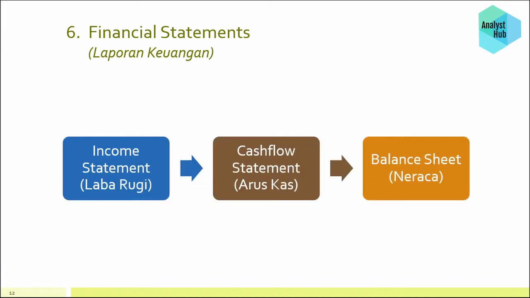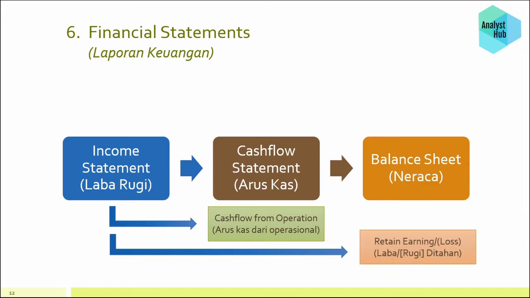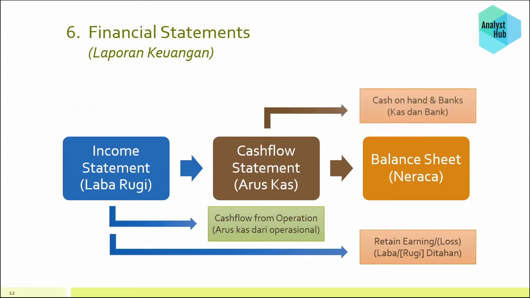In this last section, I will explain the relation between financial statements in a financial model. In making a financial model, the first step is making the net income statement projection, then the cash flow projection, and the last one is the balance sheet projection. Net income projection determines the value of cash flow from operation and retained earnings or retained loss. Meanwhile, cash flow projection determines the value of cash on hand and banks on the balance sheet.